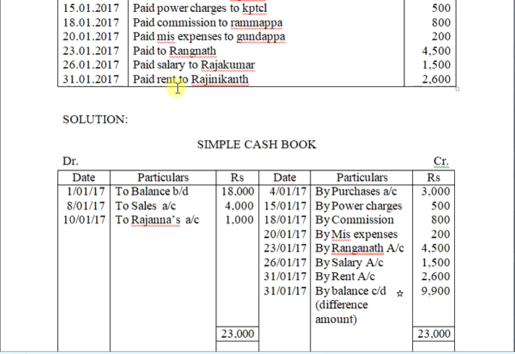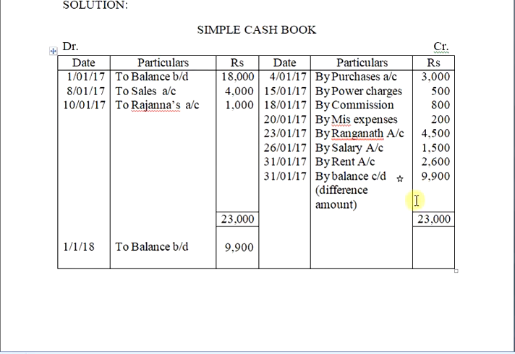Again 31st Jan 2017, paid rent to Rajinikanth rupees 2600. When we pay the rent, what happens? Our cash balance reduces. So it should be taken under the credit side, rupees 2600. My dear students, after completing it, make the total on both the sides. Which side total is more? Now you can find the debit side total is more.